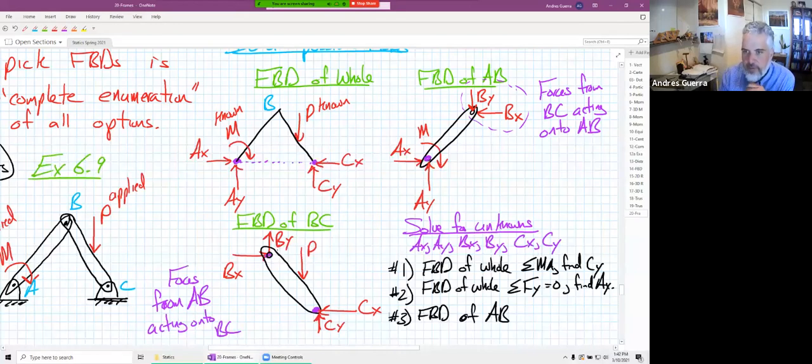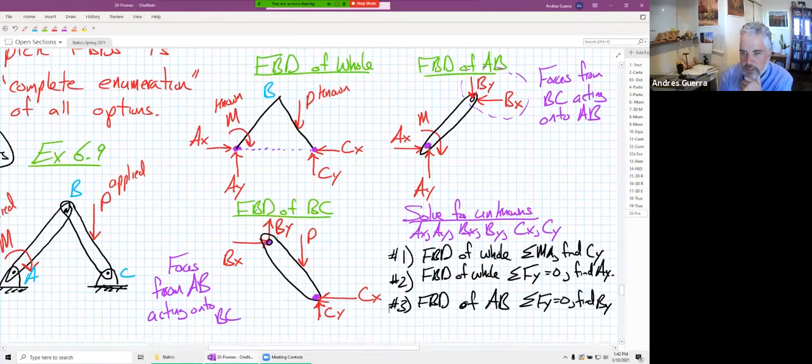And so FBD of A to B, we know AY. We can just think about our equations as options now too, and just go through our options, like sum of forces in the X. Oh, that has 2 unknowns. Sum of forces in the Y. Oh, that works. Let's do sum of forces in the Y. We would find BY for that one. And then we could keep going here.